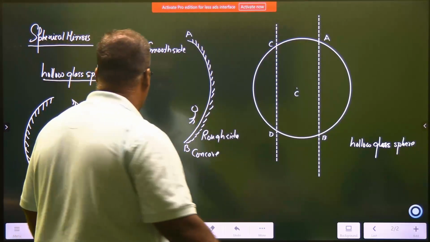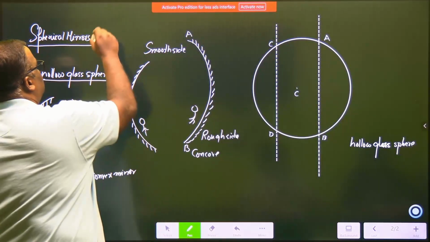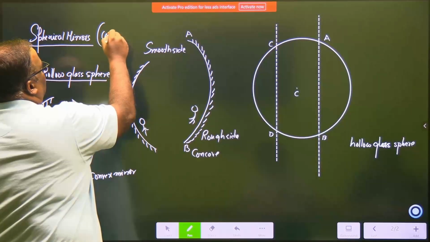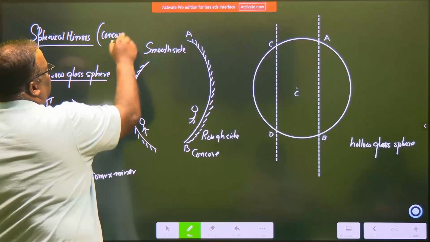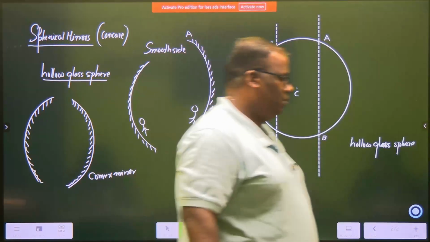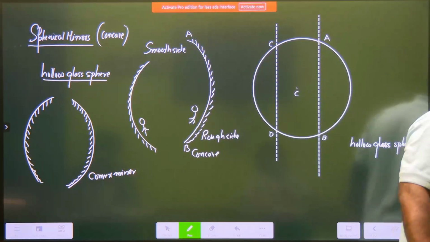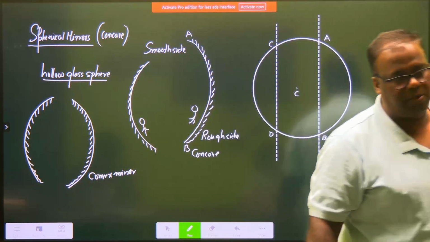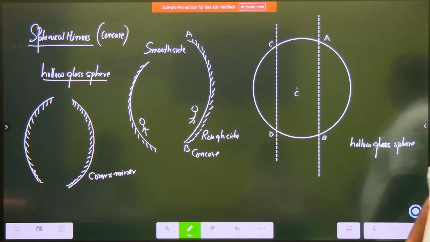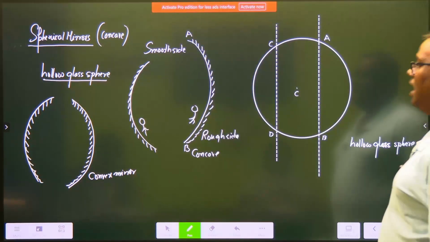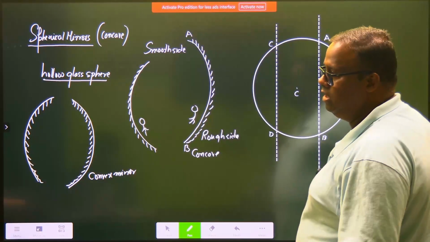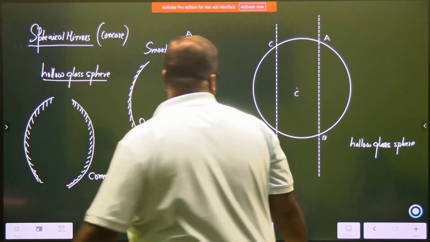And as usual, whenever we study mirrors, we study concave more. Whenever we study lens, we study convex more. Okay. So in lens, mirrors, we will be studying more and more of concave. Understood?